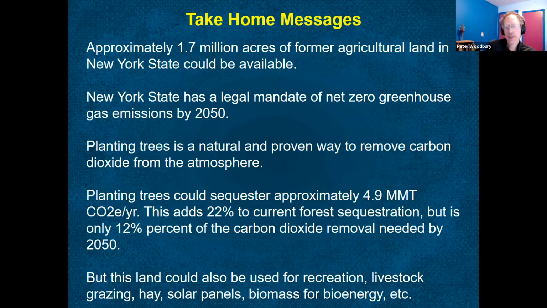So how could we increase that amount? Well, we could plant faster growing trees. We could plant trees on additional lands. And we can also increase the growth rate of existing forests. So there are opportunities to sequester more than this amount on the 1.7 million acres that we identified. On the other hand, there's competition for this land, for recreation, livestock grazing, hay production, etc.